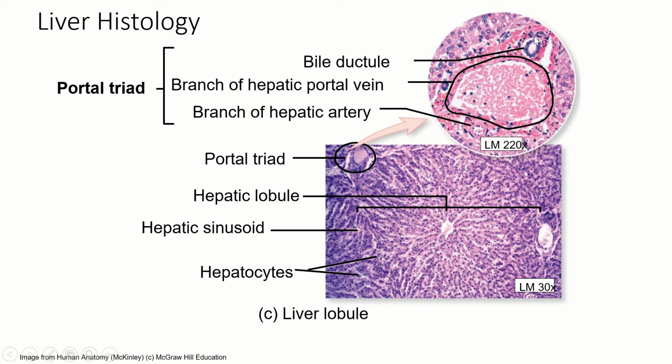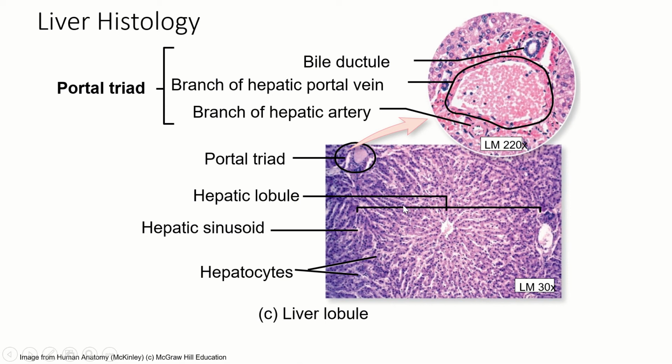Then over here we have a bile ductule, which you can see has a simple cuboidal epithelium around it. So that's obviously a duct and not an artery or vein. Okay, so when we look closely at these, we can distinguish which is which.